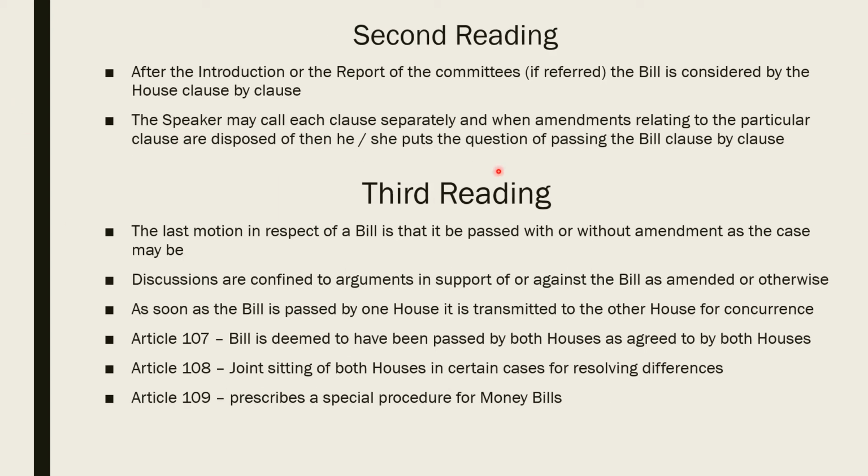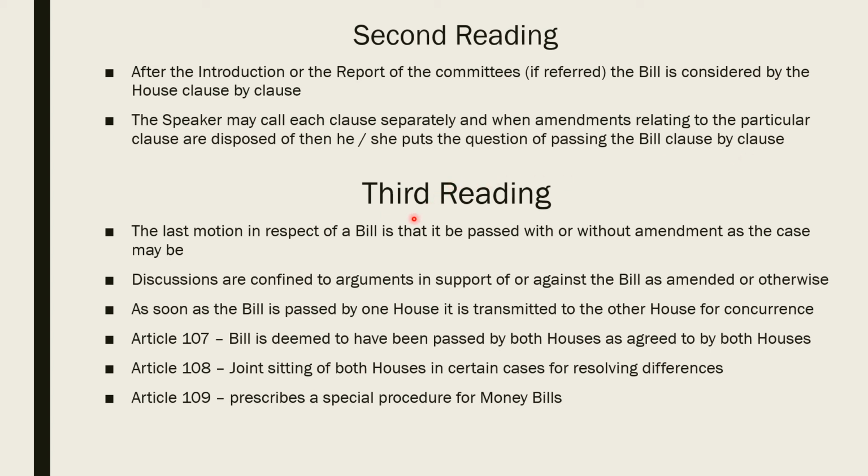So now we come to the second stage, that is the second reading, consideration. Remember? So after the introduction of the report of the committees, if it was so referred, the bill is considered by the House clause by clause. Okay? So we can say that the bill in this stage is for consideration. Here it is open to the members to move amendments which are within the scope of the bill and are relevant to the subject matter of the clause to which they relate. Of course, there are rules regarding admissibility of amendments and also notices thereof in order to afford the minister concerned an opportunity to consider them. So here, the speaker may call each clause separately, and when amendments relating to the particular clause are disposed of, then he or she puts the question of passing the bill clause by clause.